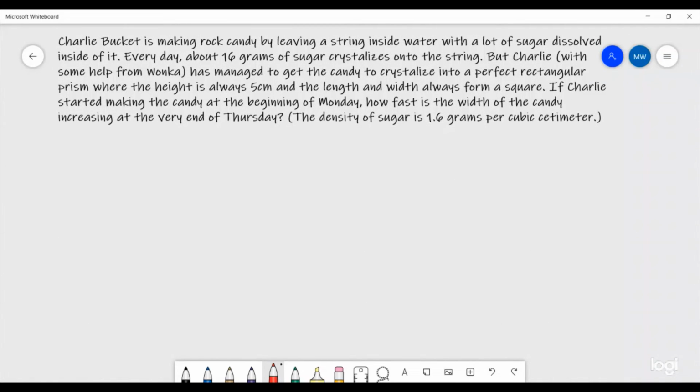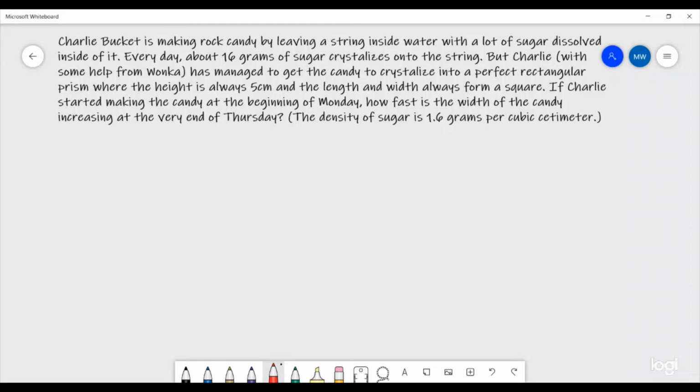So, Charlie Bucket is making rock candy by leaving a string inside water with a lot of sugar dissolved inside of it. Every day, about 16 grams of sugar is crystallizing onto the string. But Charlie, with a little bit of help from Wonka, has decided to get the candy to crystallize into a perfect rectangular prism where the height is always 5 centimeters and the length and width always form a square.